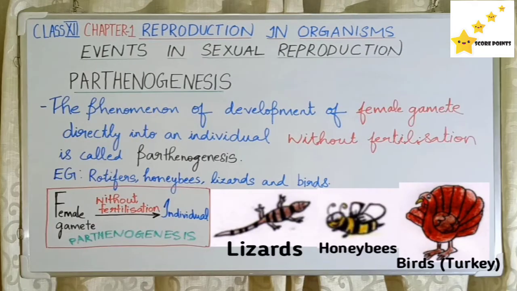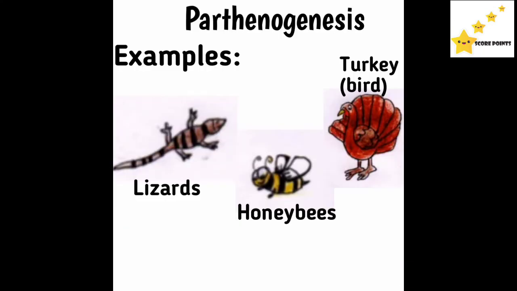A new term that we have to learn in this chapter is parthenogenesis, the phenomenon of development of the female gamete directly into an individual without fertilization. Rotifers, honeybees, lizards and birds like turkey are common examples of parthenogenesis. The female gamete without fertilization directly develops into an individual. This process is termed parthenogenesis.